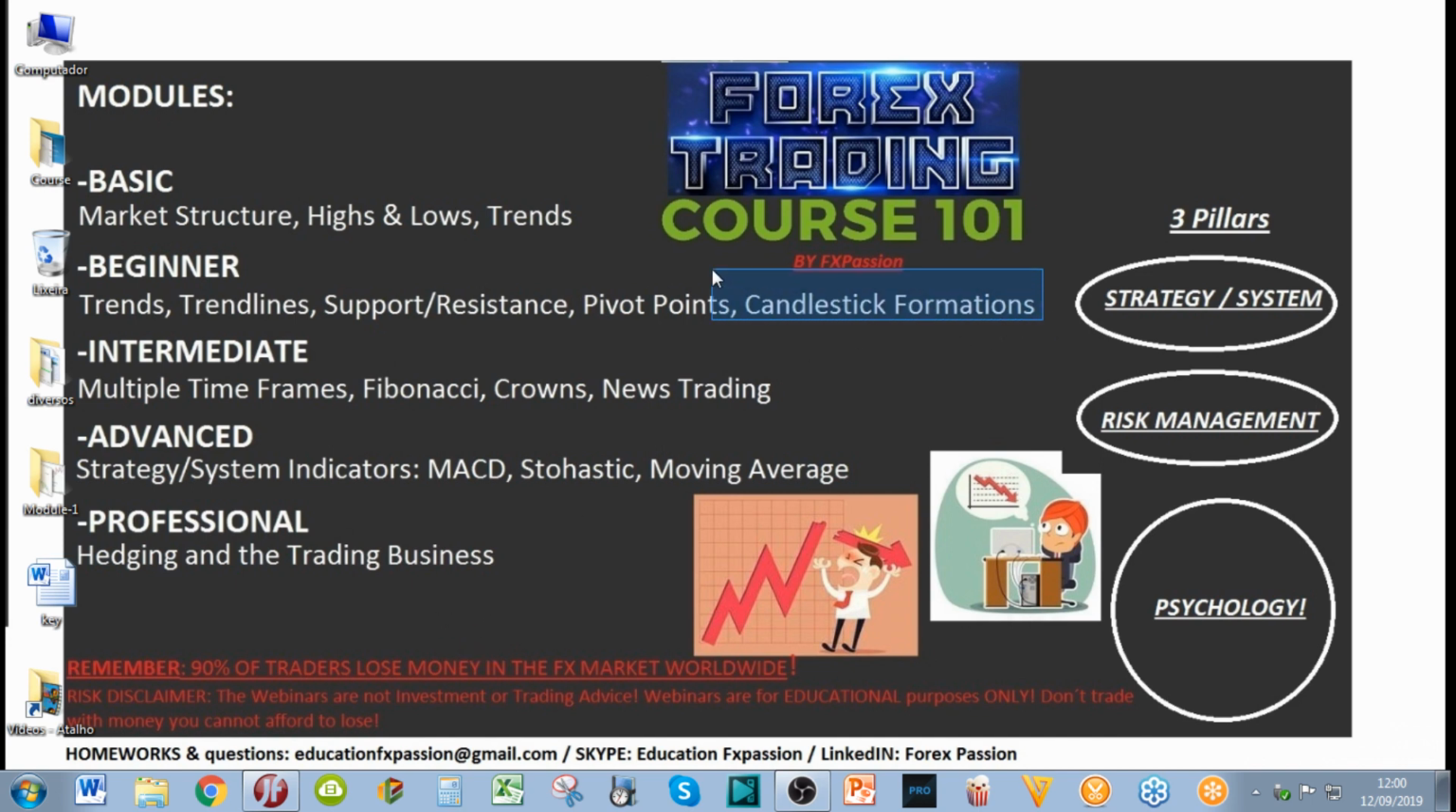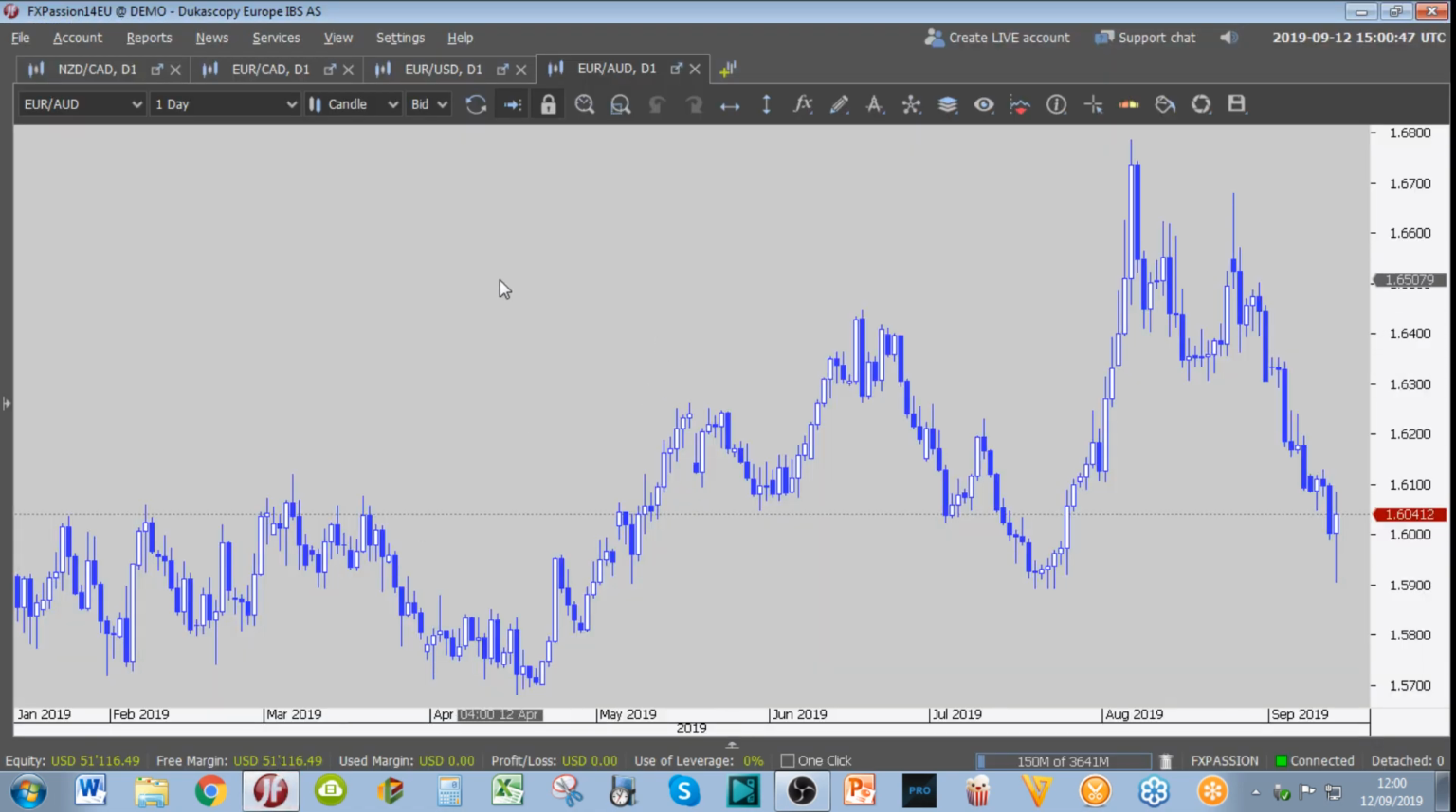If this is your first time, we are in the beginner module. We are not talking about market structure, highs and lows and trends anymore. We are learning how to use trends, trend lines, support and resistance levels, pivot point levels, and we didn't learn yet, but we are going to address candlestick formations, I believe, next week. So that being said, let's dive into the live markets.